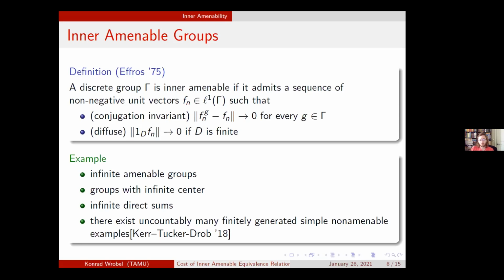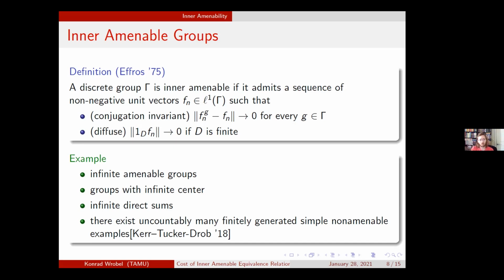Groups with infinite center. If you have infinite center, what you can do is look at the center. You can put an ultrafilter on the center and then come up with a sequence of unit vectors that approximates the mean that comes about from looking at that ultrafilter on the center. Infinite direct sums, right? If you have an infinite direct sum, you can look at unit vectors that concentrate on the identity in the first n coordinates and then off of the identity elsewhere.